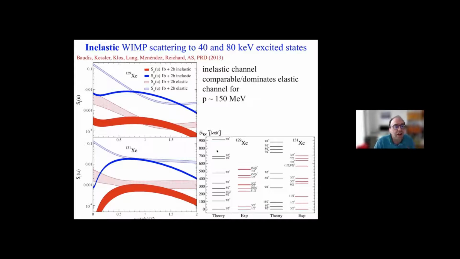And what you can see here are the calculations for the spin dependent. These are all spin dependent responses.